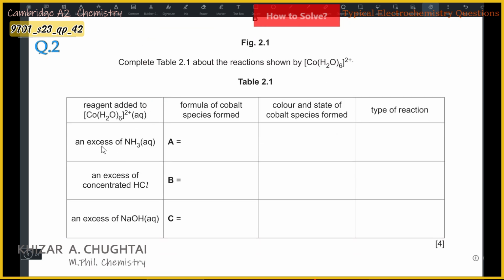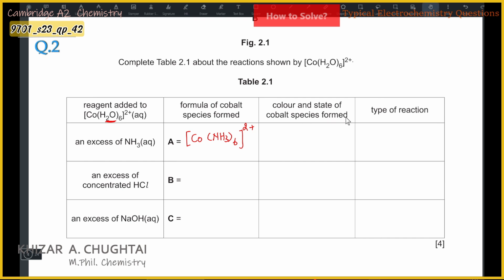Number 1, excess ammonia, A. Here 6 H2O, 6 water ligands are present, so they will be replaced. Cobalt, small bracket, NH3, that is also 6 over here, and 2 positive.